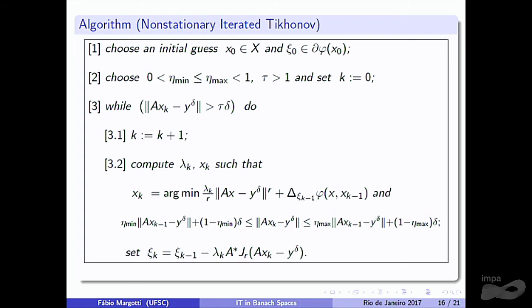You need to find lambda, and then minimize this functional, pick this minimizer here, evaluate the residual, and observe if this residual is in this interval or not. Okay? And then you use the iteration here for updating the vector in the subdifferential of phi. You can prove that if this vector is in the subdifferential of phi at xk minus 1, this one is in the subdifferential of phi at the point xk. You need it later for using this Bregman distance here in the next iteration. Okay? So this is the method.